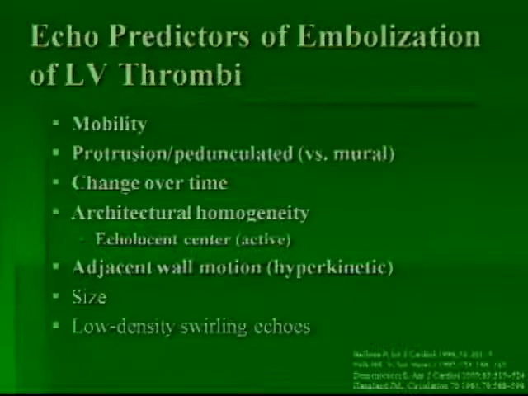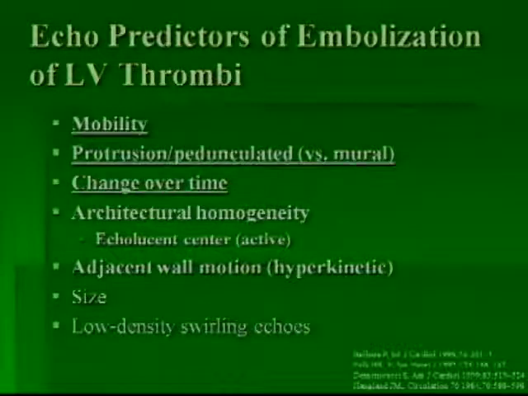Adjacent wall motion, and this time it's actually hyperkinetic wall motion. As you can imagine, if there's a mass within the heart and there's an adjacent segment of the myocardium that, because of its hyperkinesis, continues to hit that mass, it might be more likely to embolize. Size, interestingly, and low swirling density echoes have also been noted, but probably are not quite as powerful as some of these other bolded issues or characteristics.